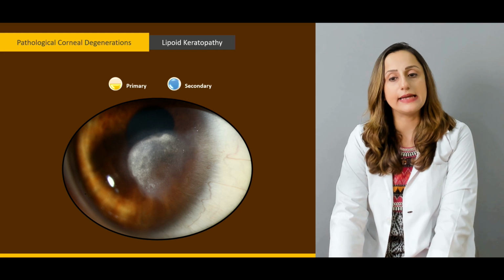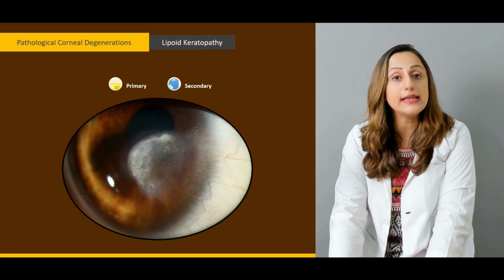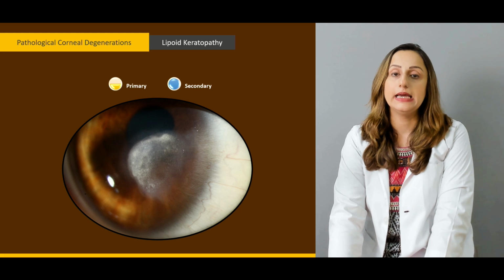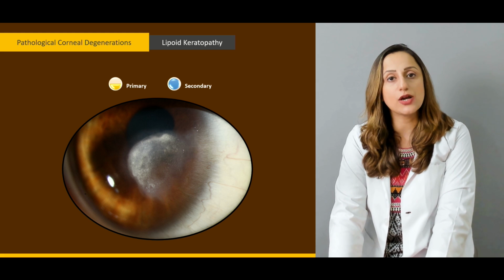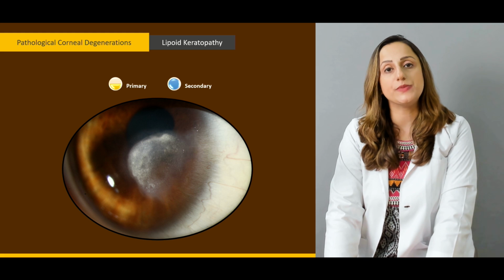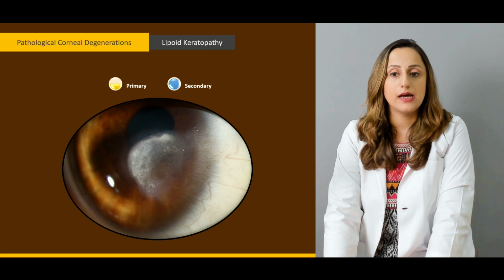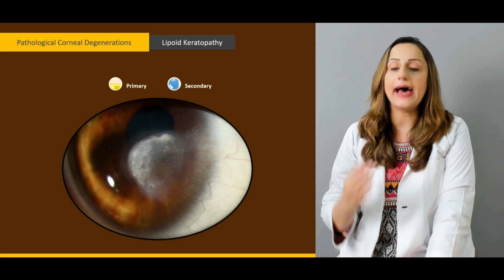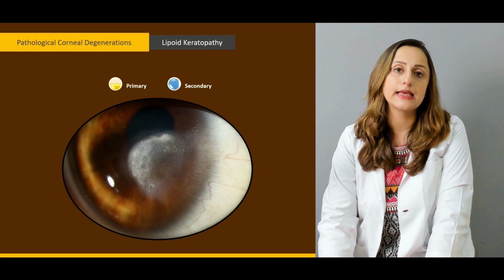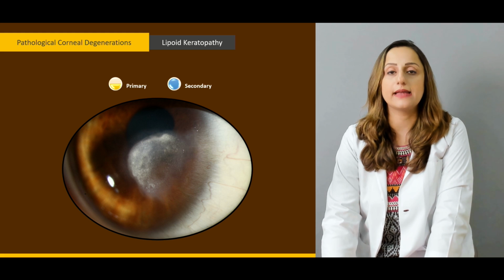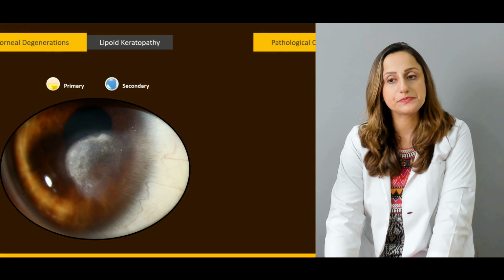And on the other hand, we have the secondary lipoid keratopathy. Secondary, as the name indicates, obviously these patients would be suffering from some sort of systemic condition, as we've already mentioned, and that is in turn resulting in this lipid deposition which is occurring at the level of the Bowman's layer.